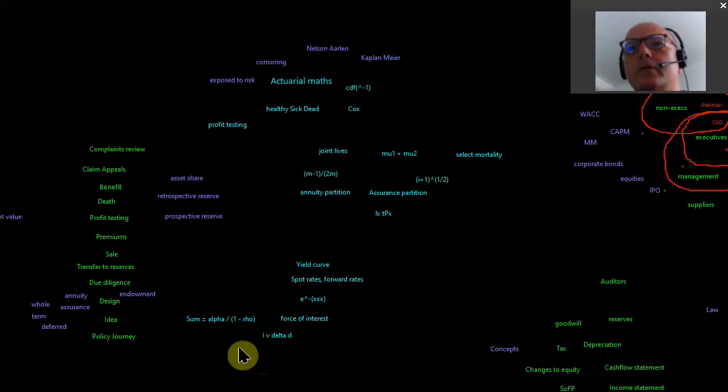Right, so we've looked at the basic interest rate stuff. Now we move on to the mortality stuff. So LX is the number of lives left at a certain point in time. TPX is the probability a life aged X survives for T years. And then the topics around here are all the mortality annuity assurance type functions.